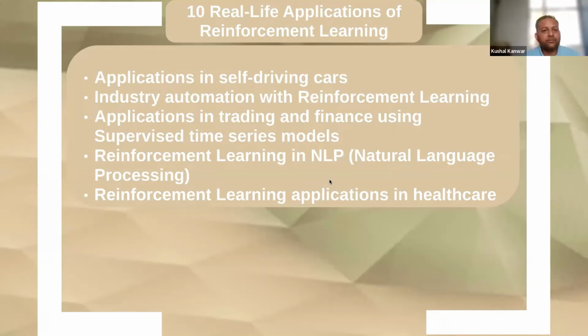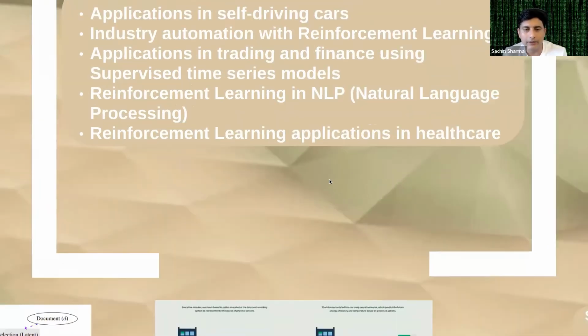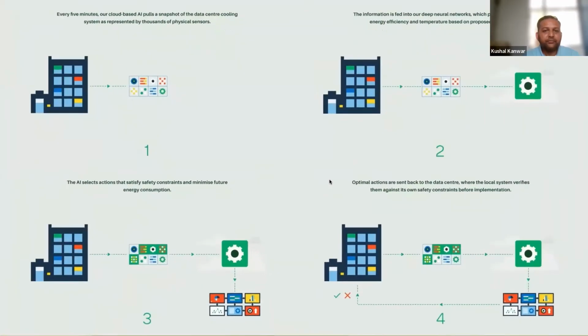Yes. Okay. So next is industry automation with reinforcement learning. So industry automation, what do you mean by industry automation? So by like packaging and yes. Okay. This is the industry automation where Google has implemented in the data centers. We want to put some light.